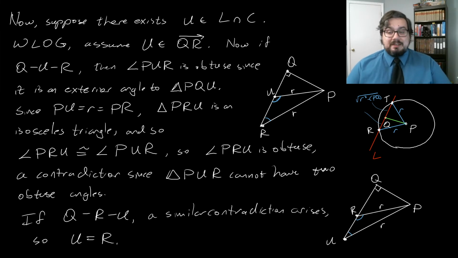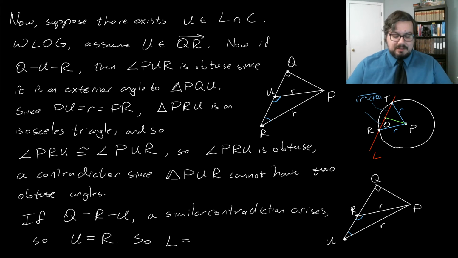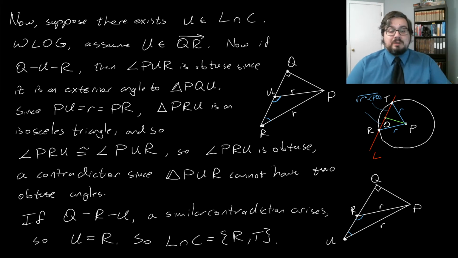And thus this shows that if the line L contains any points on the circle C, then they must be either equal to R or T. So that means that L intersect C has to exactly equal R and T. It must have two points on it. So a line can only intersect a circle at 2 points. That's what we have shown.